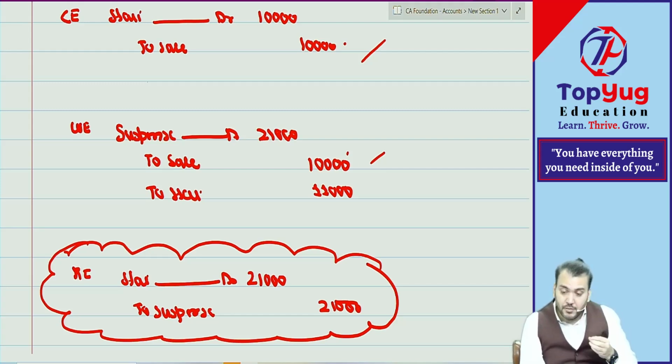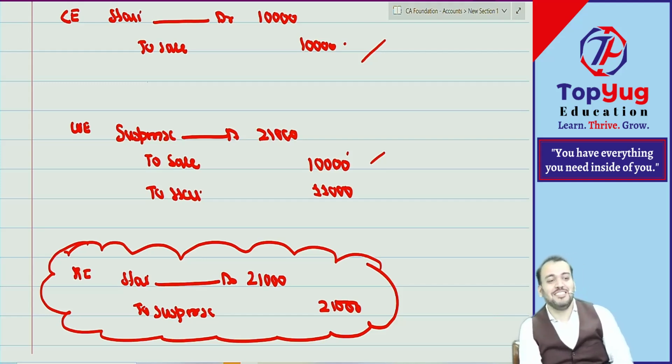Goods returned from Mr. Hari, rupees 1 lakh, has been wrongly debited to Mrs. Hari, by rupees 10,000.